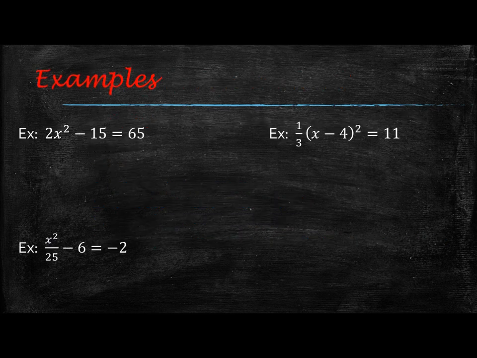Okay, so let's look at our first example. We have 2x squared minus 15 equals 65. Notice that you do not have a linear term, your bx; you have x squared, so you can use square roots. You want to get that squared term by itself, so the first thing you're going to do is add 15 to both sides.